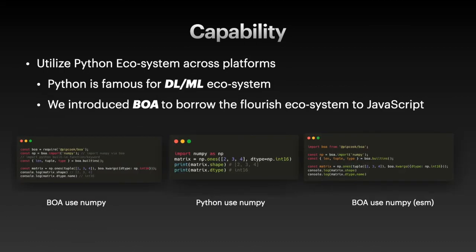And finally, we want to point to another thing: we made a library called BOA, that could borrow the flourishing ecosystem of deep learning and machine learning in Python to JavaScript directly. That means as a JavaScript developer, you don't need to learn about Python syntax or worry about Python syntax. You can just use the Python library in the JavaScript format, and that is amazing, dude.